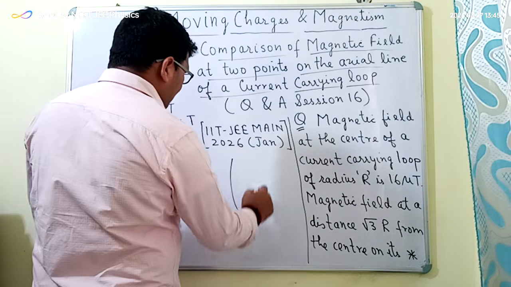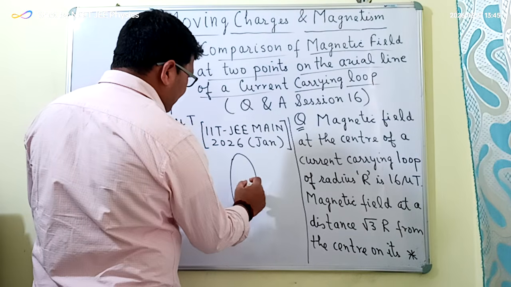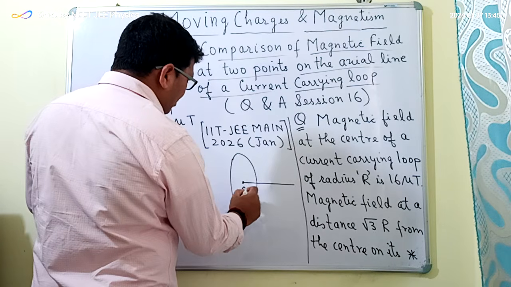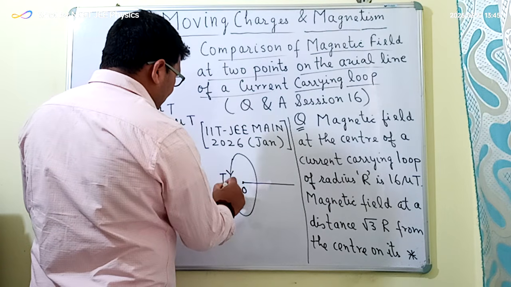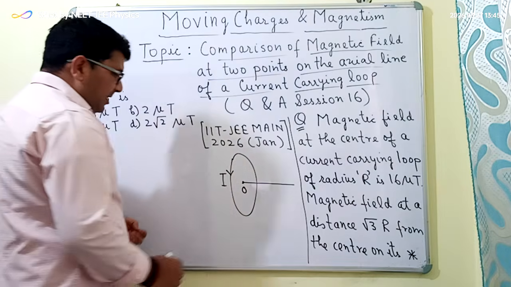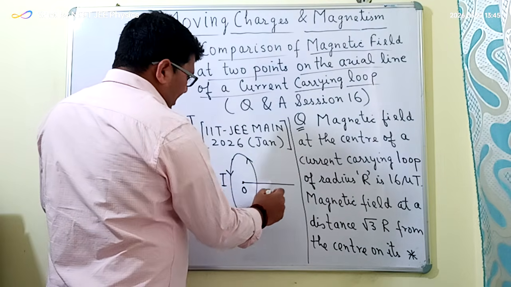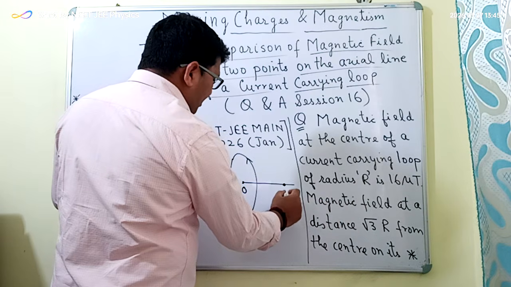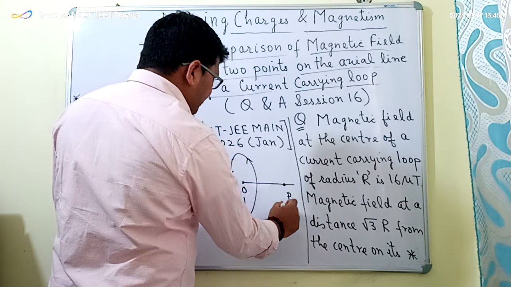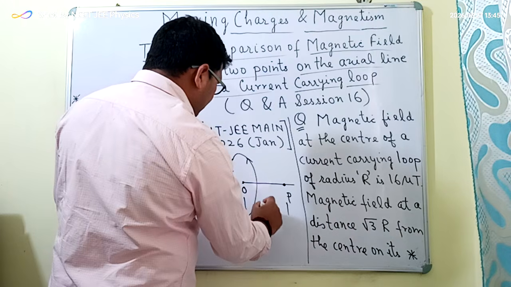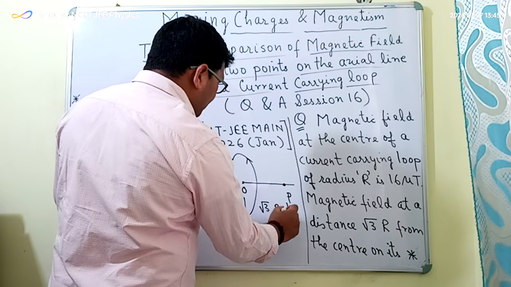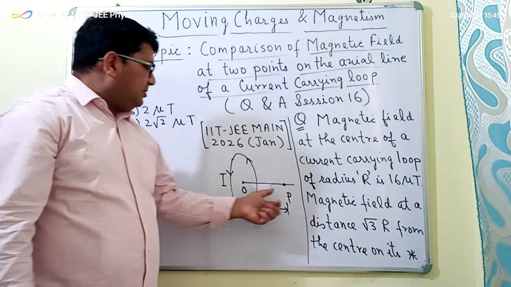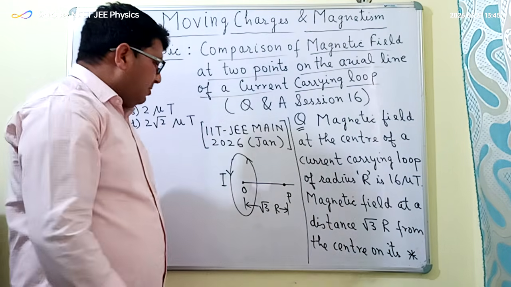This is a current carrying loop, this is the center of it, and this is the axial line. Let us say the current flowing in this conductor is I, and this is a point P, which is at a distance of root 3r from the center of this current carrying loop on the axial line.